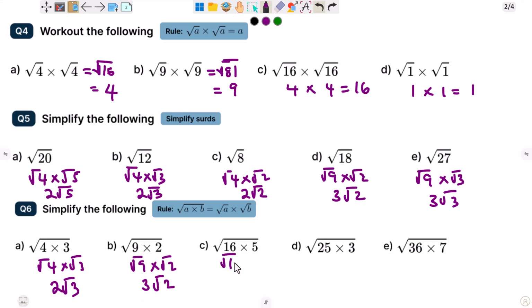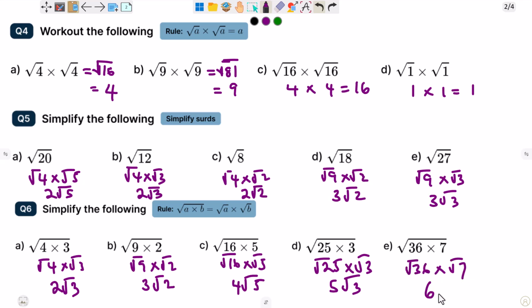The same here, 16 times root 5. Square root of 16 is 4. 4 root 5. And here, the same thing, the square root of 25 and square root of 3. You could say is 5 root 3. The same for here, which is square root of 36 times the square root of 7. That is 6 root 7. Okay, that is all about this one here.